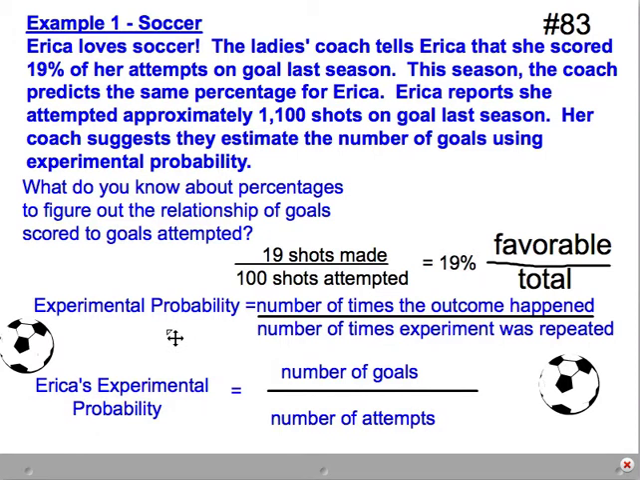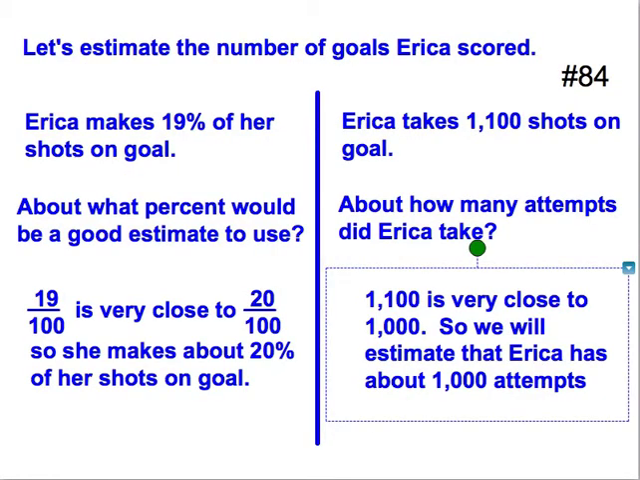So this explains it in another way. Experimental probability is the number of times the outcome happened over the number of times that the experiment was repeated. So in this case, it's number of goals over number of attempts. And we're going to set up a proportion in order to solve this. So in this case, we're going to use some estimation. And a lot of this information is not in your slides, so please write it down.